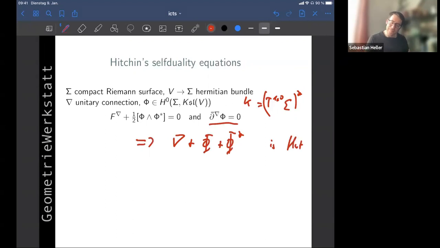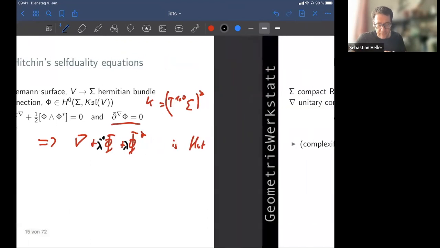And actually, having that the connection is unitary and we have a Hermitian bundle, we can even go further and introduce a spectral parameter, lambda inverse and lambda here. And then it turns out that all these connections for all lambda on the unit circle, and then for all lambda in the complex punctured plane, will be flat in the end. So this is the type of integrability for the PDE, for the Hitchin self-duality equations, which we will use later on. So that's the self-duality equation.